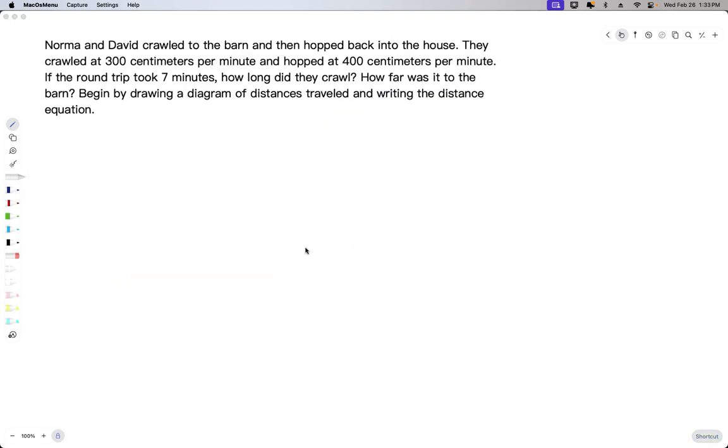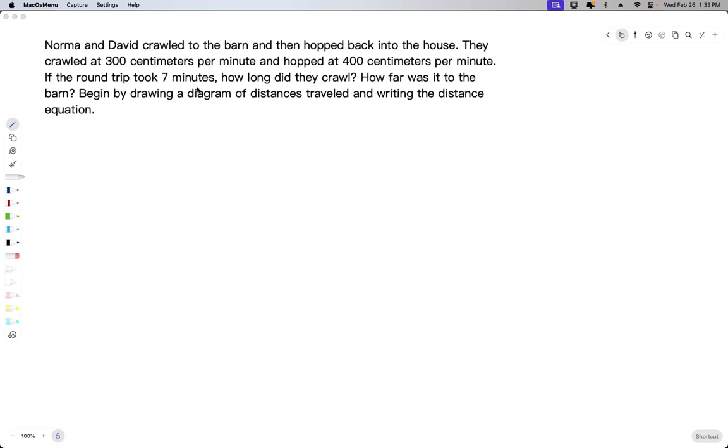All right, in this next problem, we have two people crawling to the barn. They crawled to the barn and then hopped back. So they went to the barn and back. They crawled at 300 centimeters per minute and hopped at 400 centimeters per minute. And it gives us a total time.